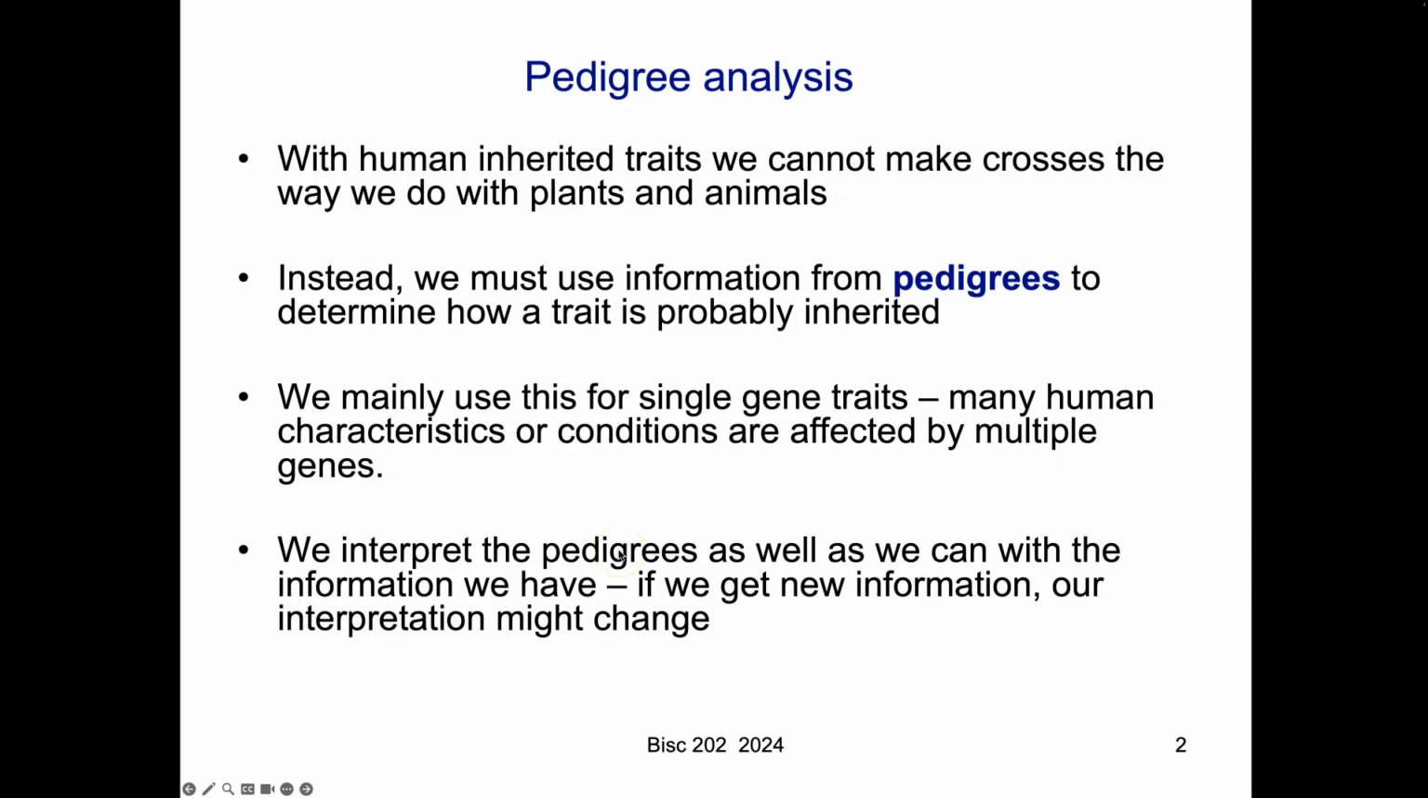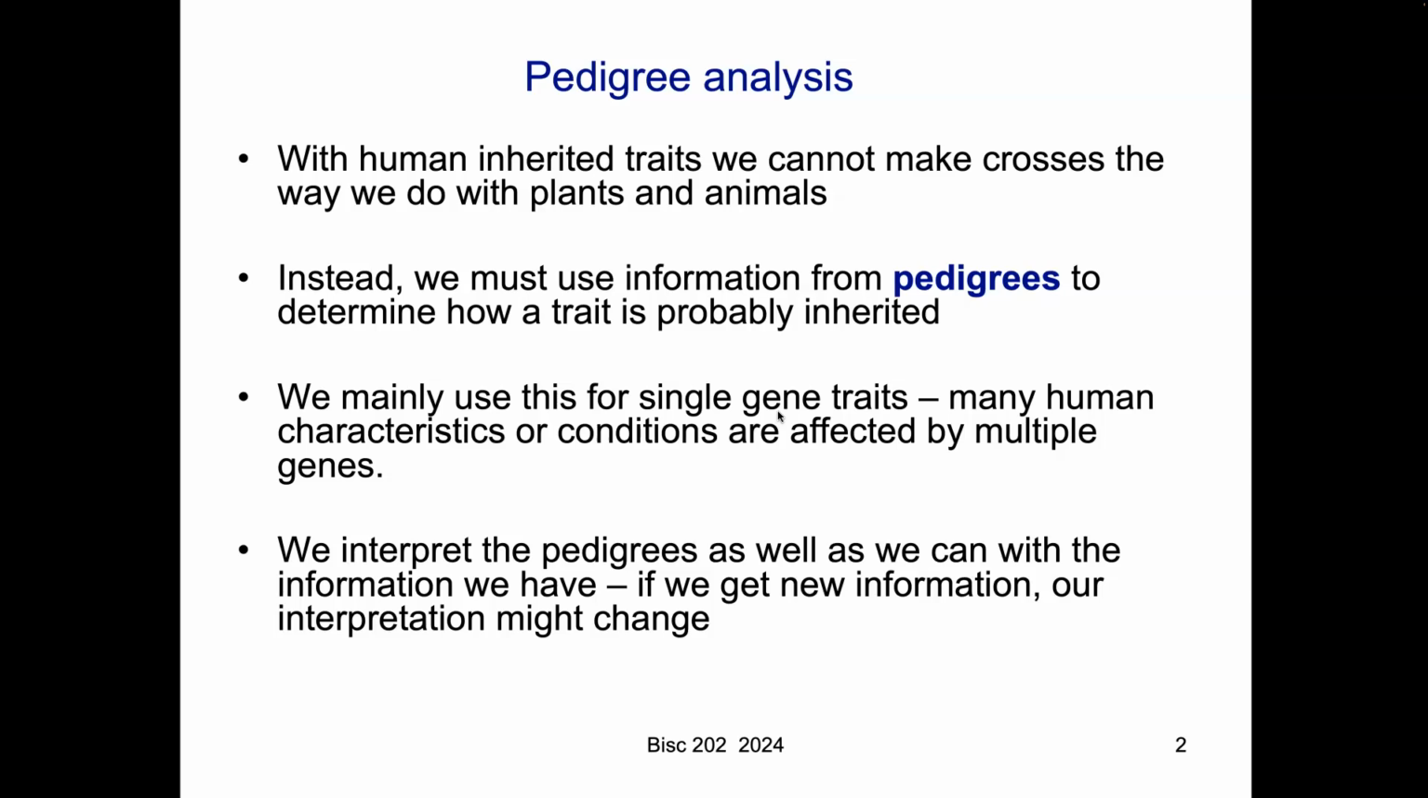As I said, we can't do crosses. We use information from pedigrees, which look just like family trees, except we have special symbols that we use. And we use this for single gene traits. There's lots of things we're really interested in, especially psychiatric conditions or tendency to heart conditions and that sort of thing, that are affected by multiple genes and even environmental influences. So we're really focusing just on those conditions that are caused by a single allele of a single gene, right?